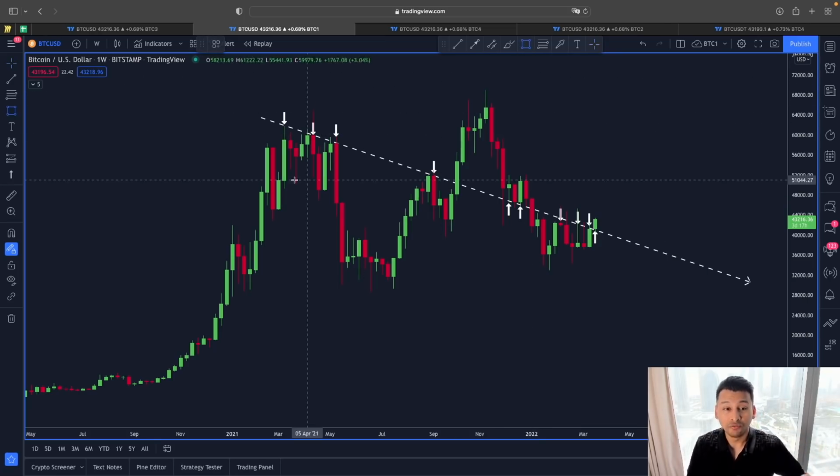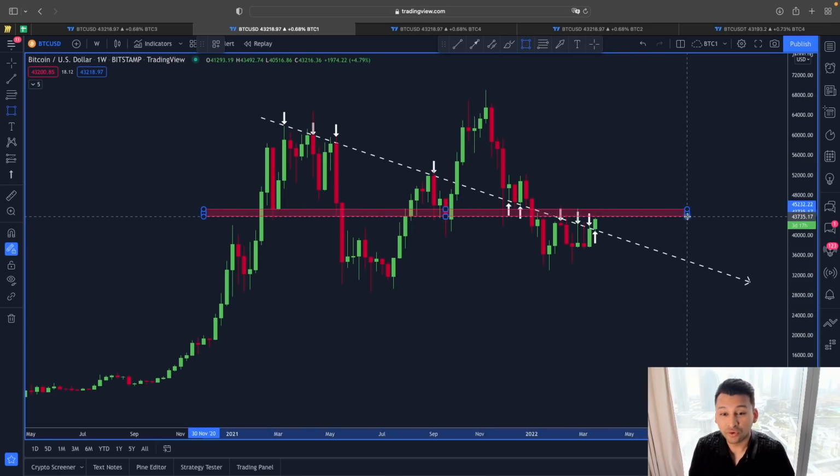So right now for us, the most important line, the line we have to break at any cost, is between this 44,000 area.